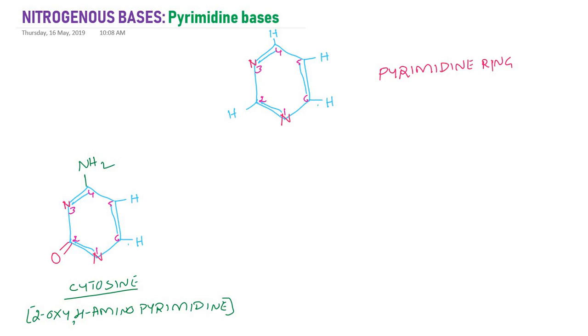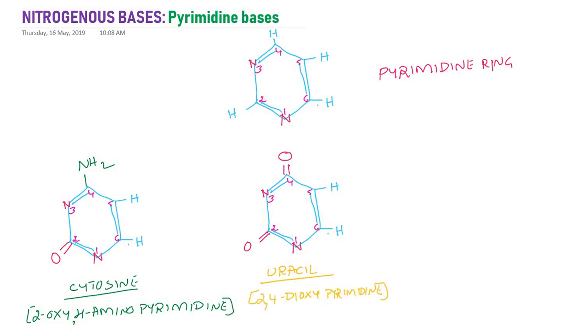Similarly, uracil looks like this. Uracil is very easy. Both in 2nd carbon atom and 4th carbon atom, hydrogen is replaced by oxygen. We have oxygen. So this is our uracil. So easily you can derive the chemical name: 2,4-dioxypyrimidine. So oxygen in the 2nd carbon atom and in the 4th carbon atom. So in uracil there will not be any double bond here.